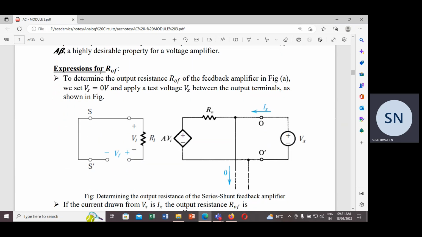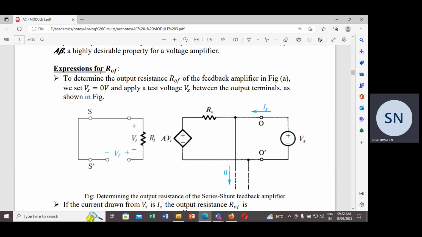The same way, to calculate the output resistance, I have told you, whenever you want to calculate the output resistance, we need to make the signal source Vs zero and apply a test source across the output side. Depending upon whether the output is current or voltage, if it is voltage, you have to apply a voltage test signal; if it is current, you have to apply a current test signal at the output. Are you able to understand? To calculate the output resistance, the first step is to make the signal source zero and apply a test source across the output side.